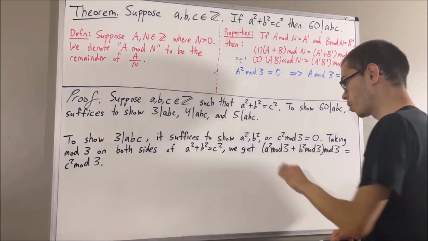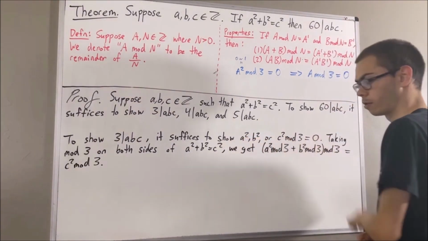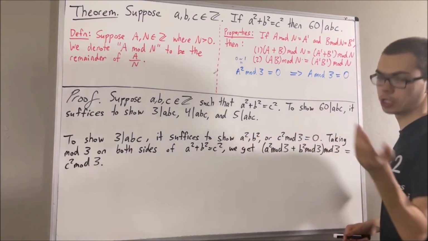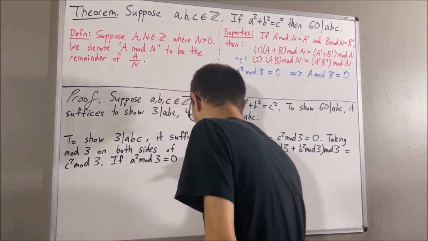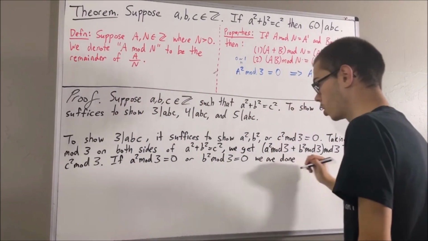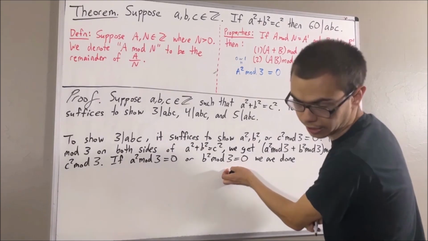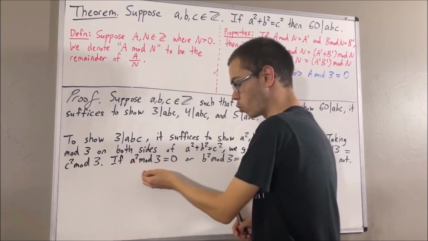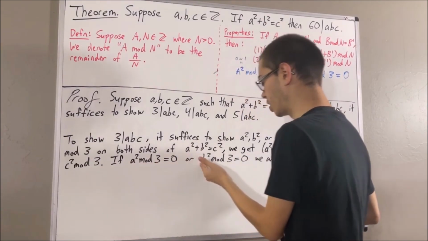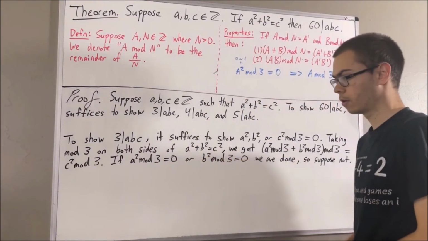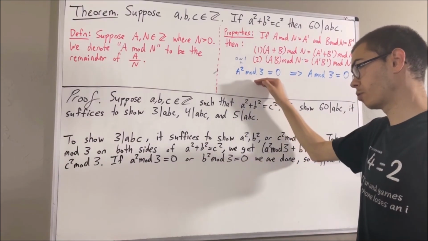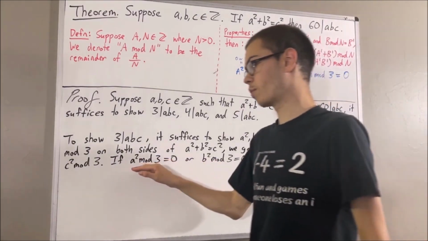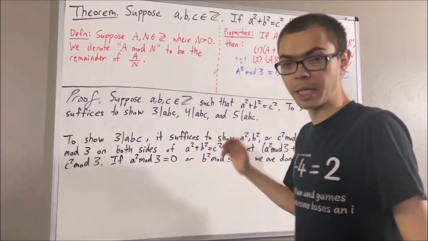Now, the goal is to show that at least one of these 3 is equal to 0. If a squared mod 3 or b squared mod 3 is equal to 0, then we're done. So let's suppose that this is not the case. Then a squared mod 3 is not equal to 0, and b squared mod 3 is not equal to 0. We know that any integer squared mod 3 is equal to 0 or 1, so in this case, we have that a squared mod 3 is equal to 1, and b squared mod 3 is equal to 1.